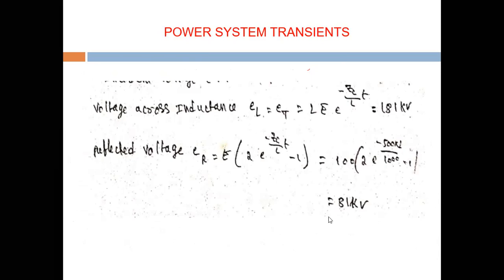Reflected voltage ER is equal to E into 2e power minus ZC by L into T minus 1. That is equal to 100 into 2e power minus 500 into T, which is 2 into 10 power minus 6, by L, the inductance, that is 1 millihenry, which is 1000, minus 1. That is the reflected voltage ER.